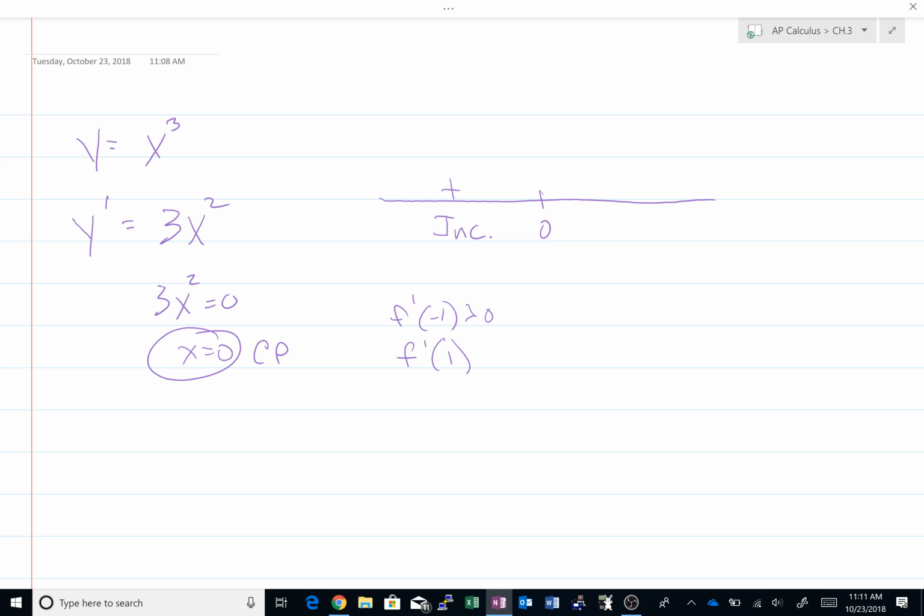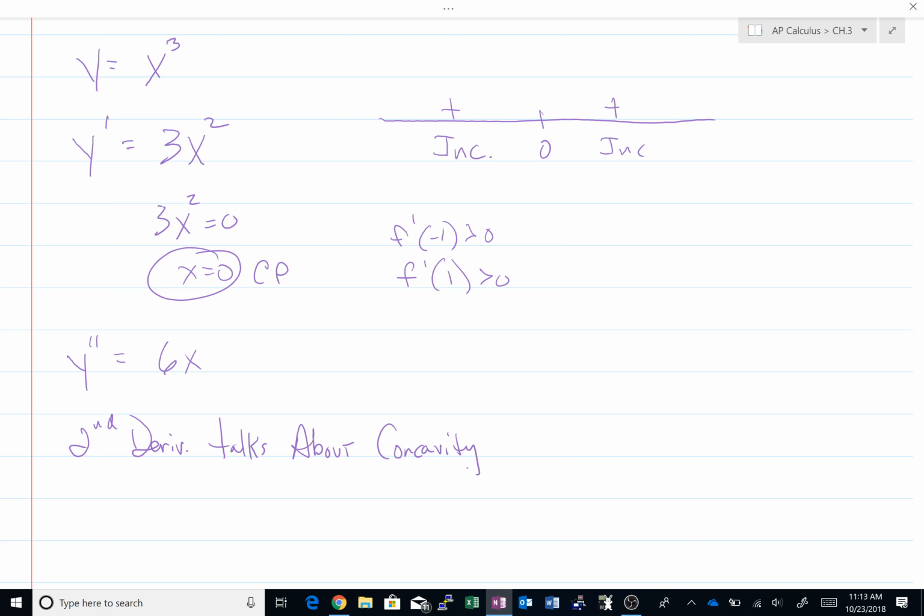Now we're going to take this a step further. We're going to find the second derivative, and this second derivative is going to be 6x. What does the second derivative tell us? Acceleration, yes, if you're dealing with movement and moving bodies. But for our purposes here, the second derivative talks about concavity. What do I mean by concavity? Basically where the function is what I call hold water, or concave up, or concave down.